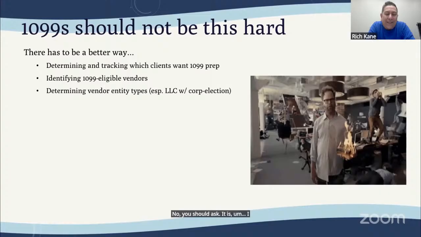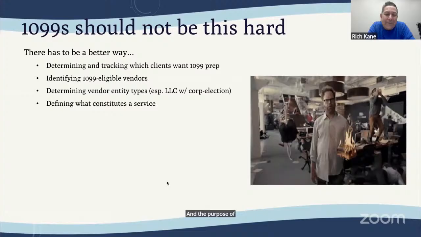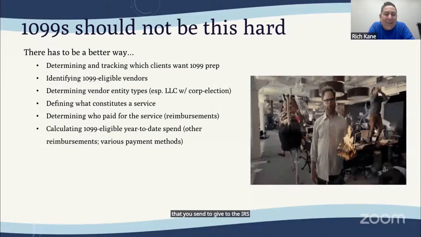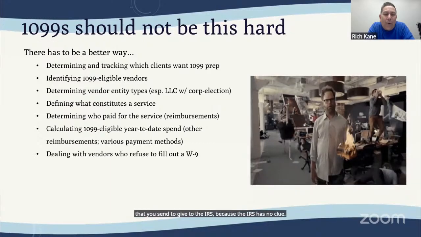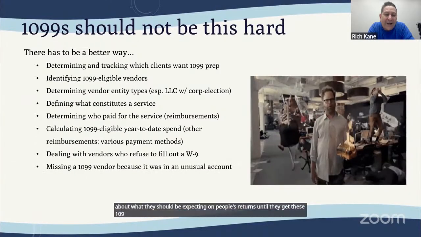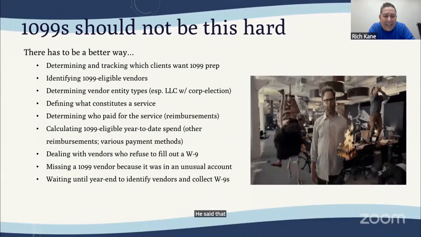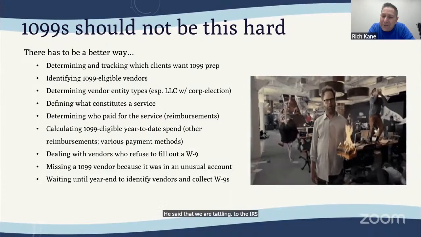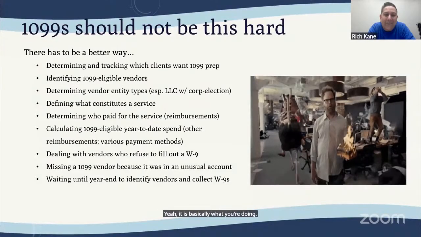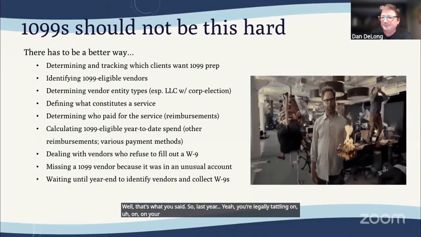I like everybody to understand what a 1099 is and the purpose of it. It's an information return that you give to the IRS, because the IRS has no clue about what they should be expecting on people's returns until they get these 1099s to add to their account. Now, Dan has got the most famous line that I liked. He said that we are tattling to the IRS. Basically, you're legally tattling on your vendors and suppliers. That's correct.